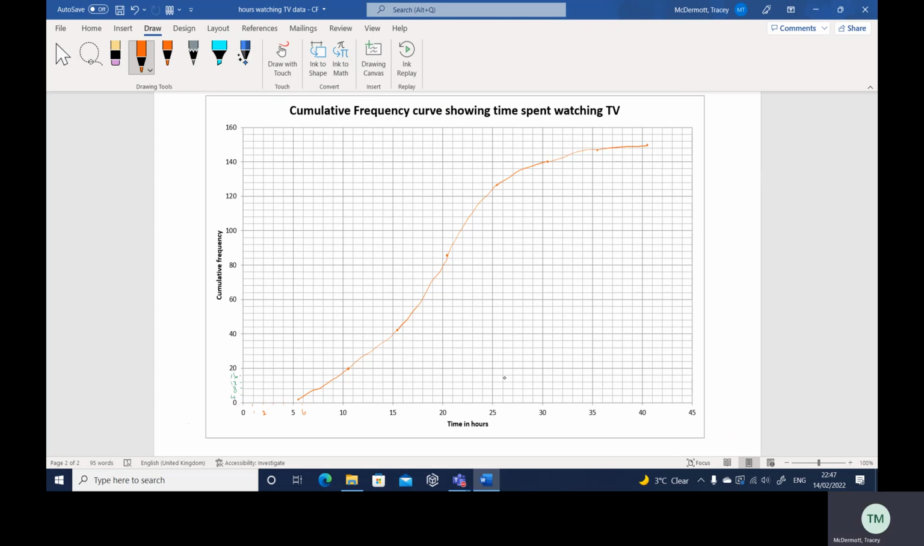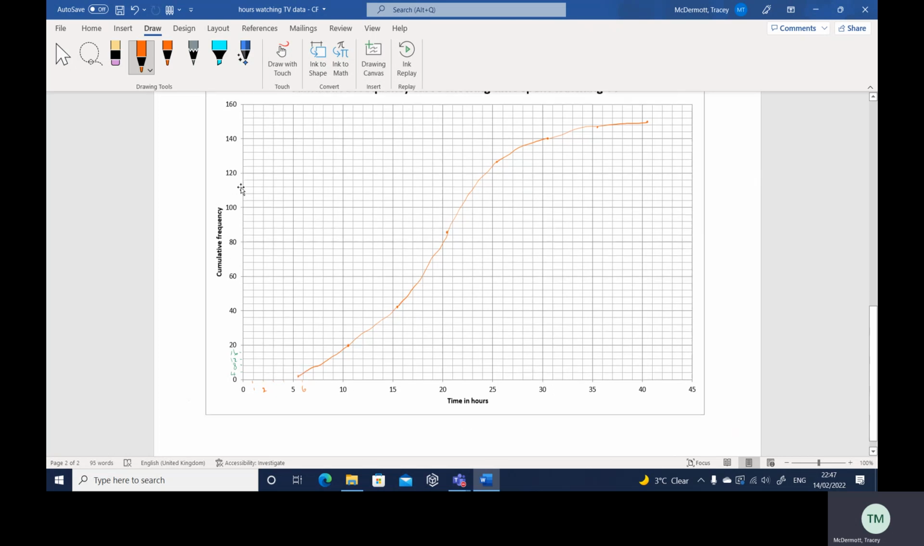Okay, so that's your cumulative frequency curve. All right, freehand sketch, you don't want to join them together with a ruler or anything like that. So the missing information now is the median and the interquartile range. To find the median, we're going to use the formula that we were using in class.